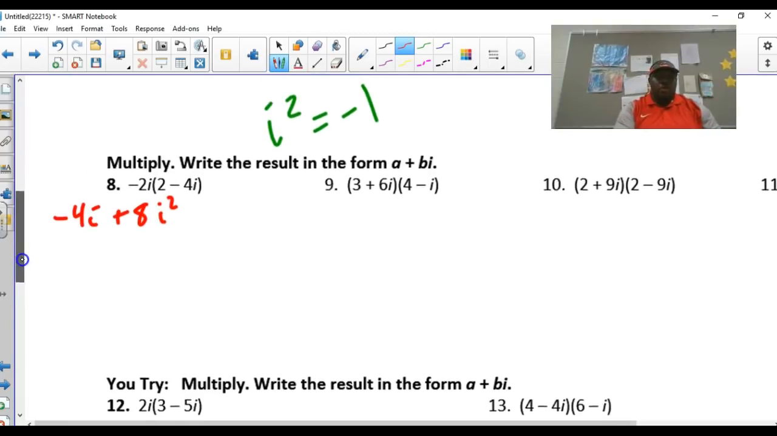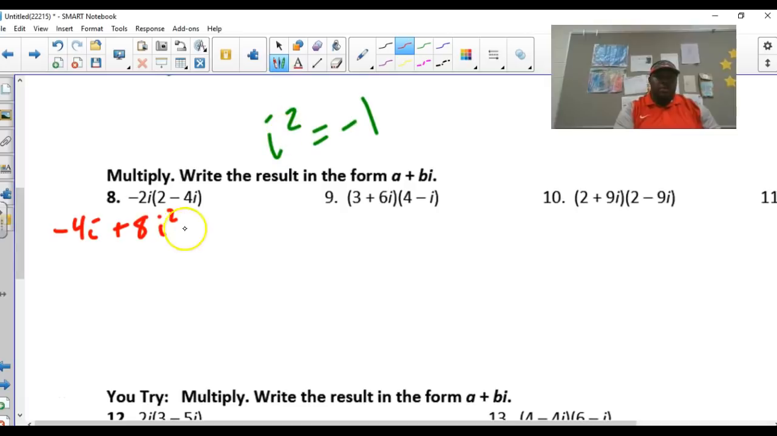Okay. Now, the one rule I want to point out is this. Remember, i squared. i squared is -1. So we're going to convert this i squared to -1. So I have -4i plus 8 times -1. All right, again, we're talking about this relation right here. So 8 times -1 is really -8. All right, and we also still have -4i.